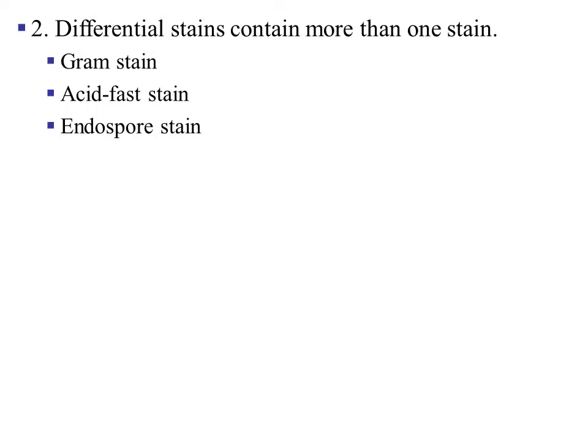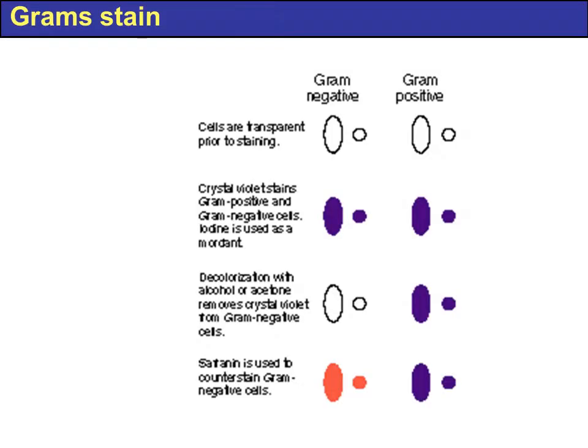The second type of stain we will talk about is differential stain. Differential stain contains more than one stain. There are 3 examples: the gram stain, the acid-fast stain, and the endospore stain. With the gram stain, both cell types will appear clear or transparent. You will then flood the slide with crystal violet. This is going to make gram positive and gram negative appear purple.